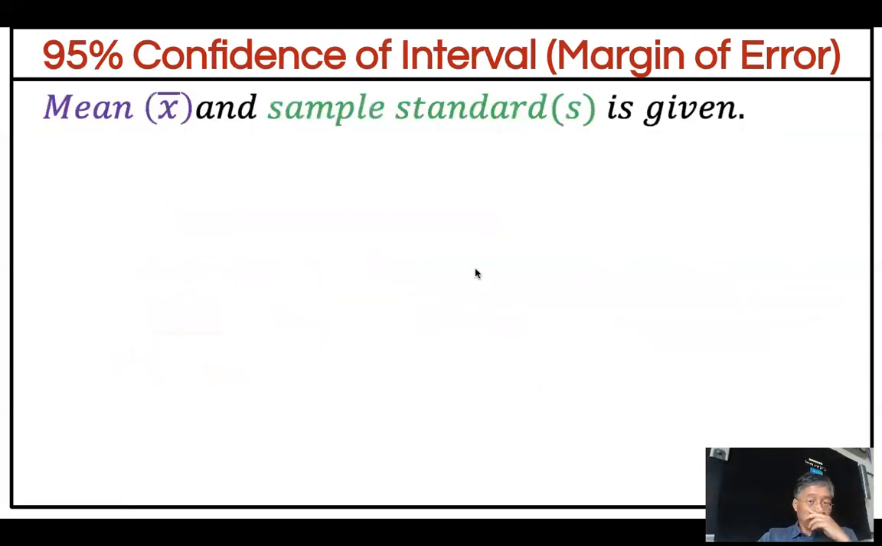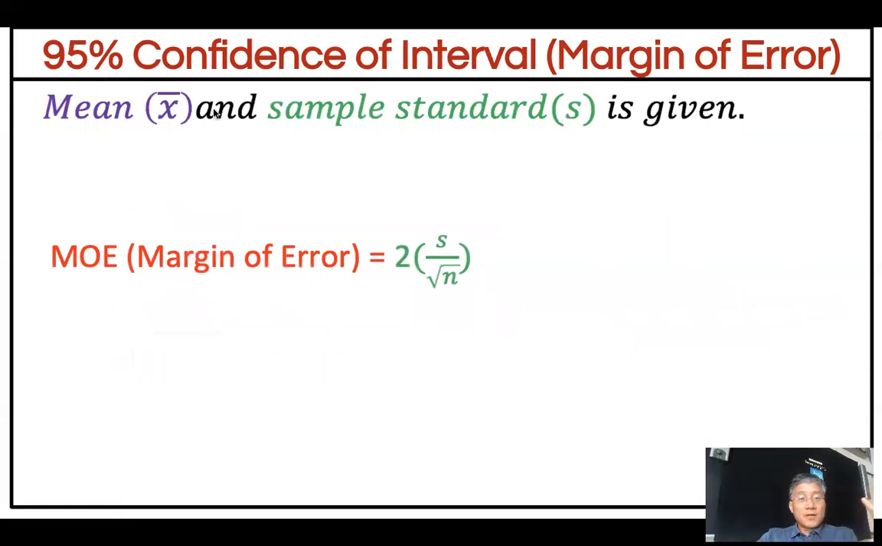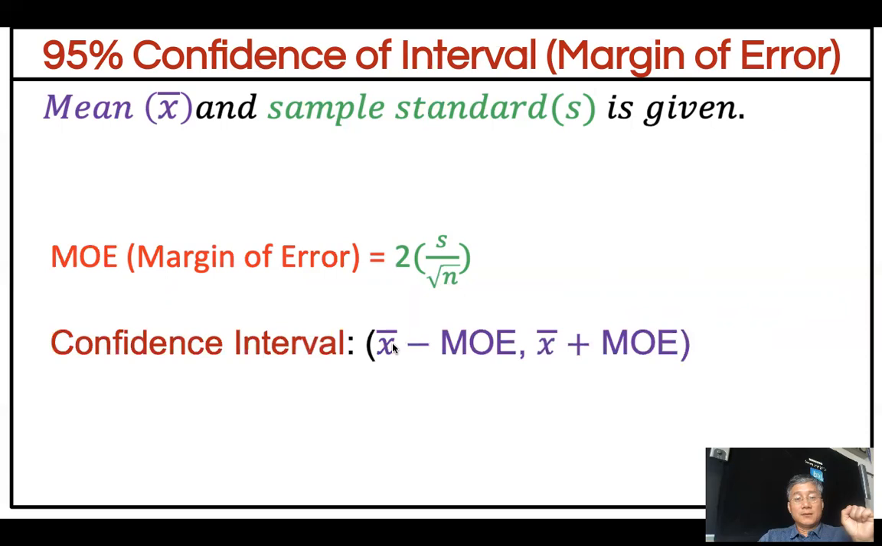But now, when you have a mean and a sample standard deviation, the margin of error is, this s is the sample standard deviation, 2 times the sample standard deviation divided by the square root of the sample size n. That's the margin of error. All right. So this is the confidence interval: the mean minus MOE, the mean plus MOE, right?